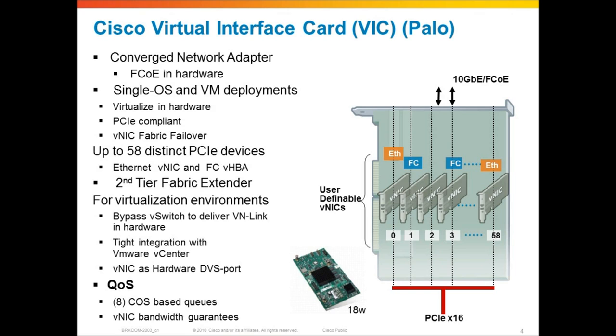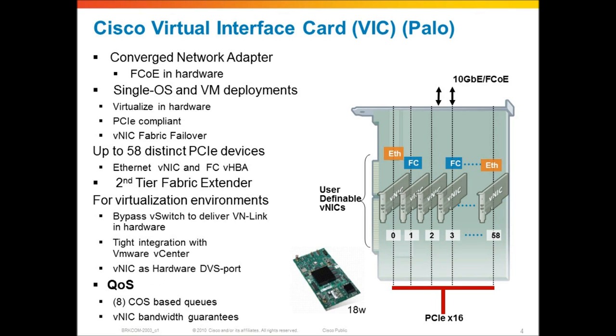It also has the capability to integrate with VMware in a technology that has been called VN-Link in hardware, and we're now calling it VM-FEX. And that's basically where the fabric interconnect is acting like a hardware version of a distributed virtual switch. And these virtual adapters on the Palo are really hardware implementations of the ports of that distributed virtual switch. We'll talk about that in a moment.